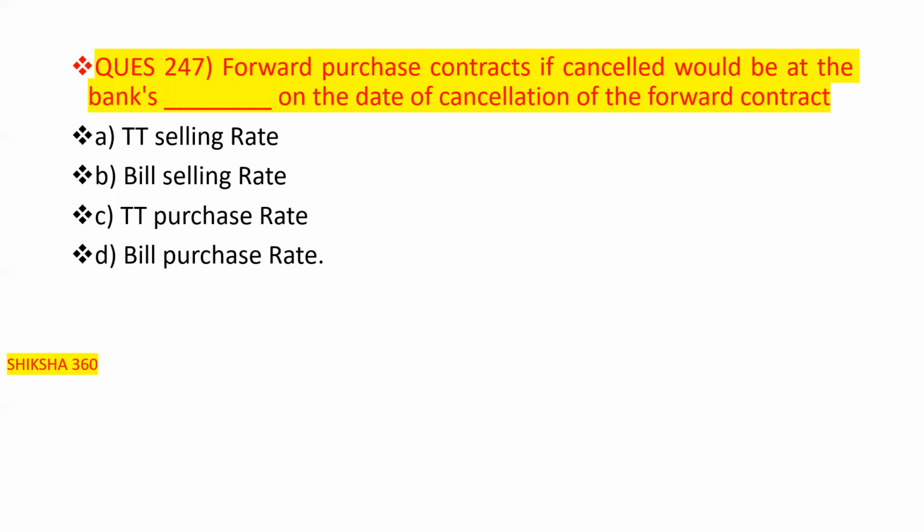On the date of cancellation of the forward contract. Yes, you are right. A forward purchase contract, if cancelled, would be at the bank's TT selling rate, on the date of the cancellation of the forward contract.